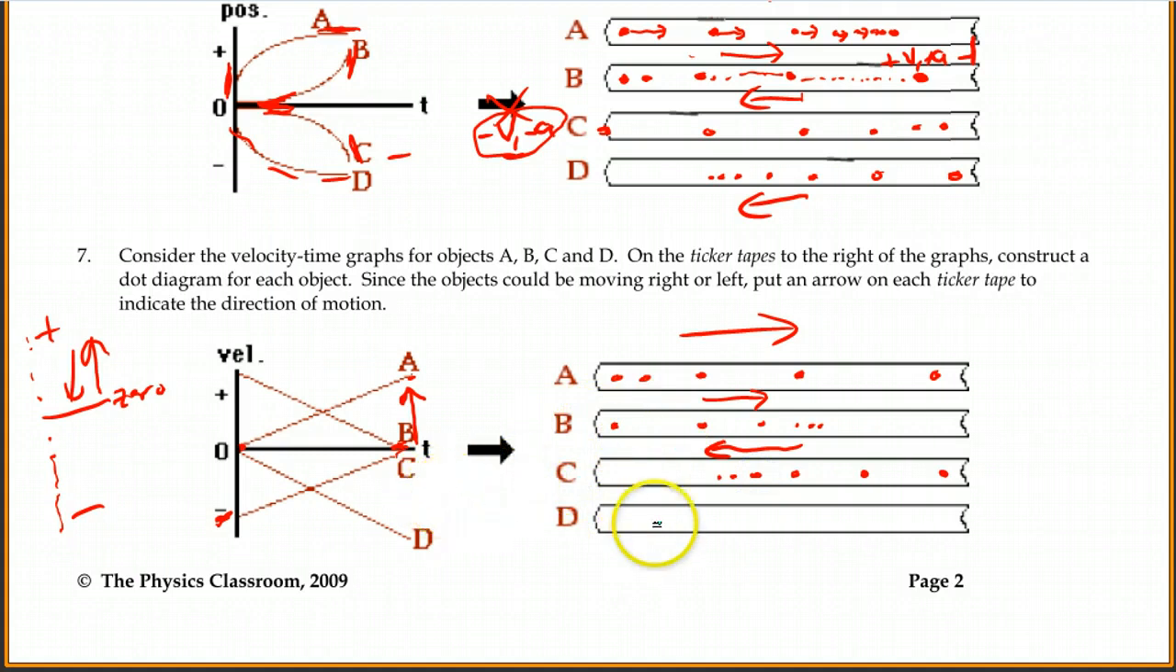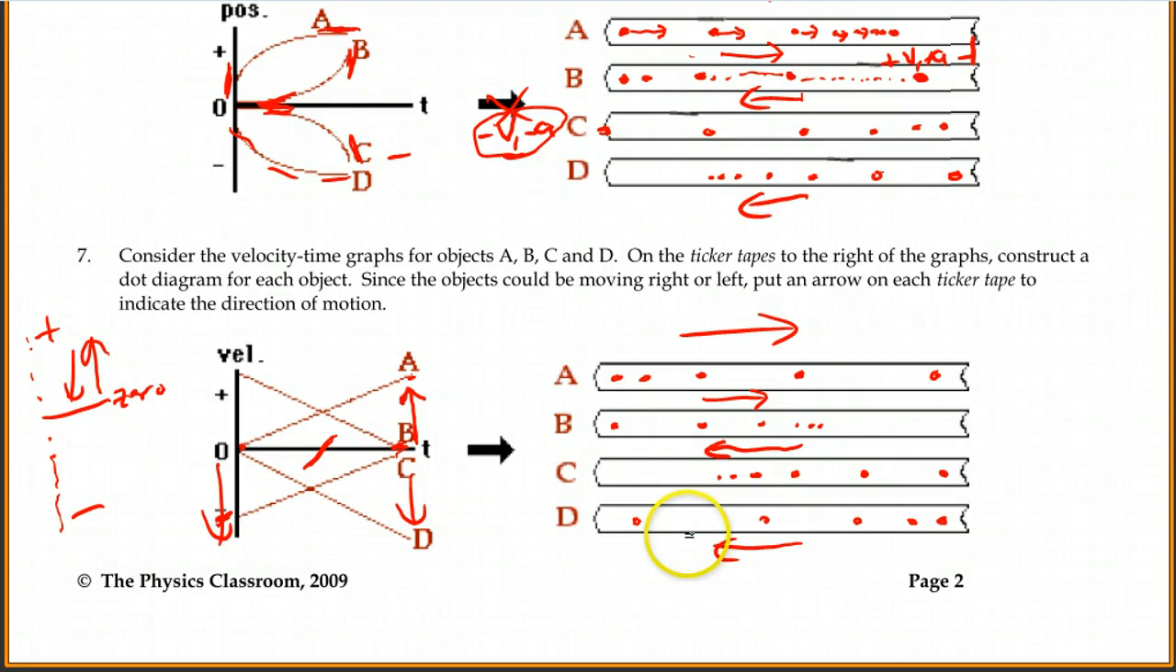And finally, D, again, we are moving in the negative direction the whole time. We're always below 0. There's no change of direction on any of these. None of these go through 0. And we have the moving away from 0, which means our magnitude is increasing. Our size is increasing. So we're getting faster. So we start close together, and then with each step, the gaps are going to get larger and larger and larger.